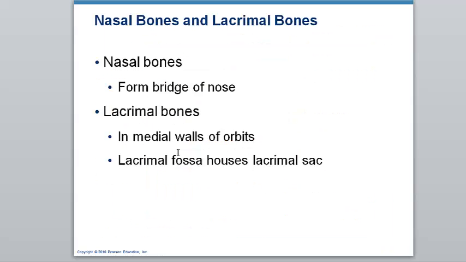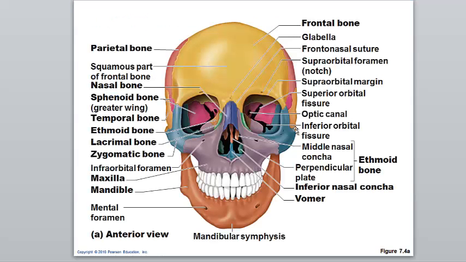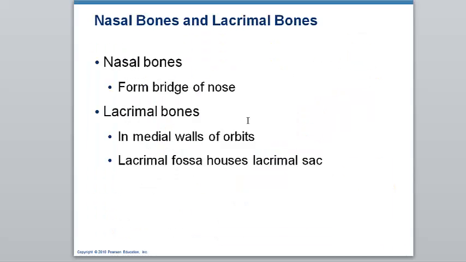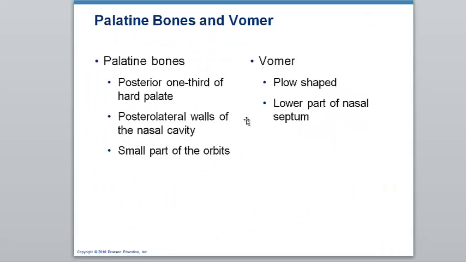Those will be your nasal bones. The nasal bones are these dark purple ones, two nasal bones that form the bridge of your nose. The lacrimal bones are the green ones that house the lacrimal sac, which is your tear sac, and that's basically found within the medial walls of your orbits, right? Lacrimal bone.